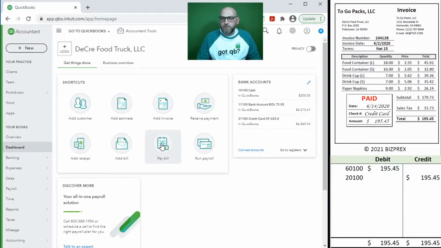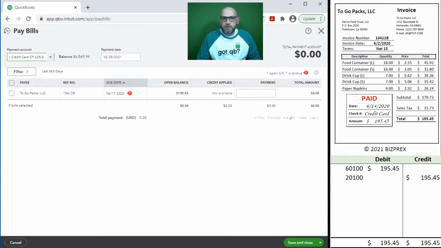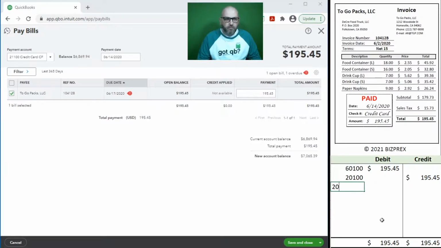Okay, now we will pay it, right? So here it is. Credit card is selected. The date we paid is 6/14. Okay, we're paying it with a credit card, correct? All right. Payment, 195.45, correct? Okay, so what's happening? Well, we will reduce our accounts payable balance, but we will increase another liability, in this case, our credit card.